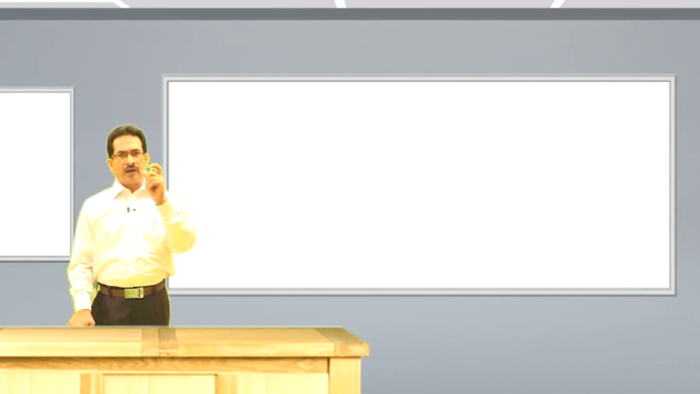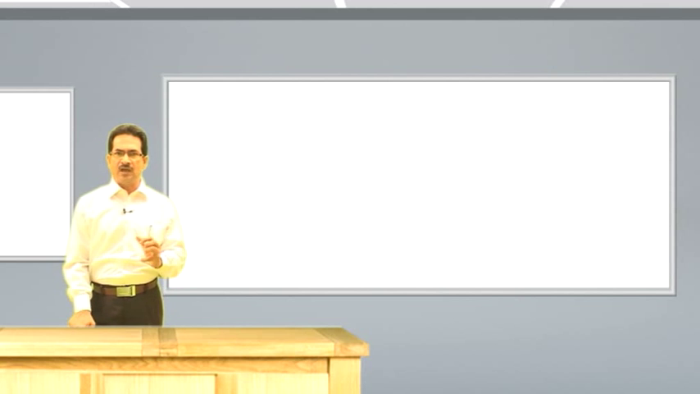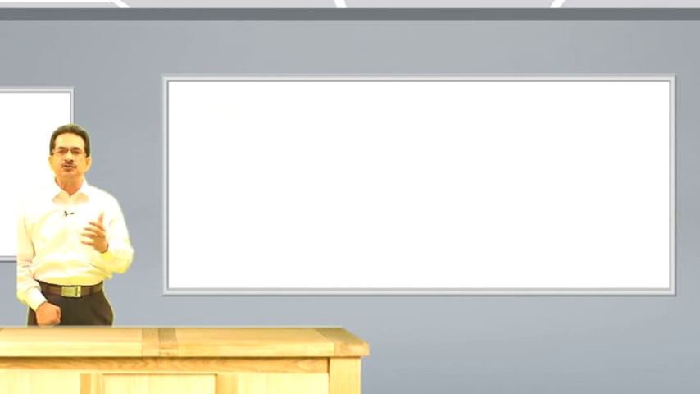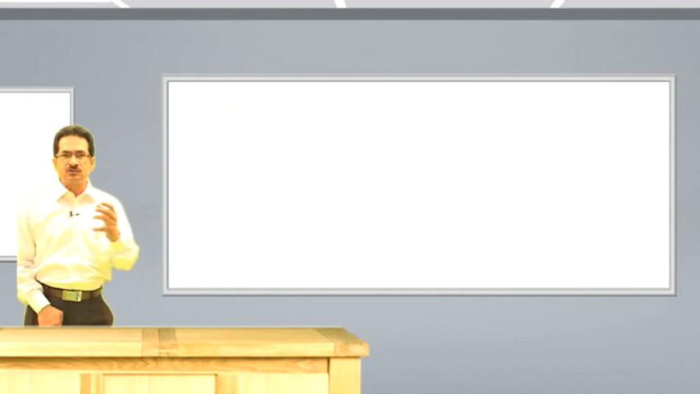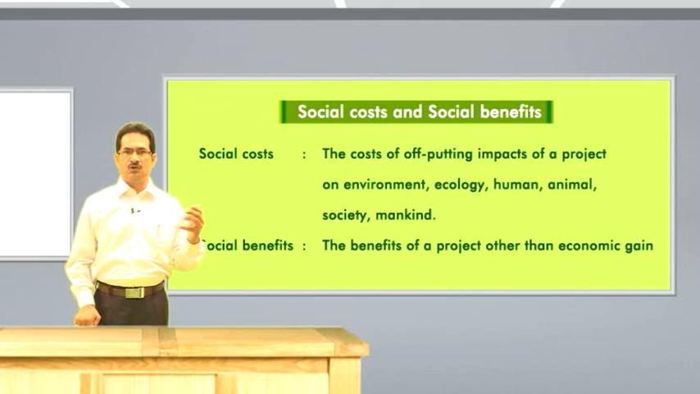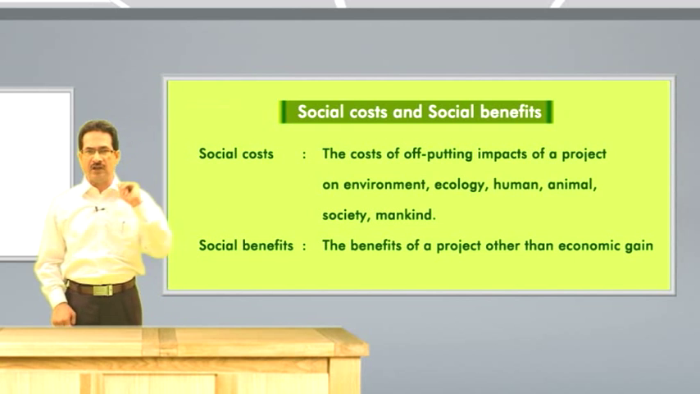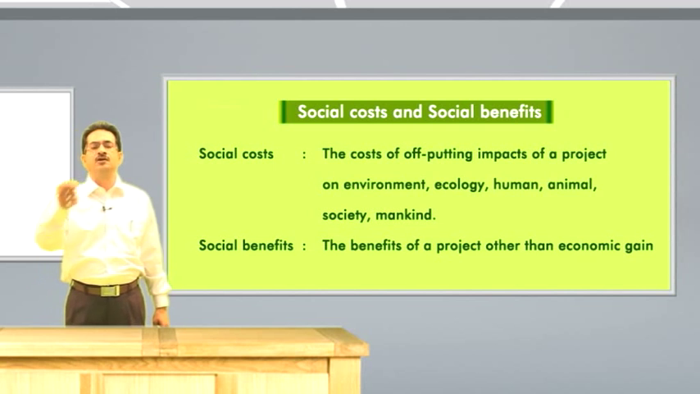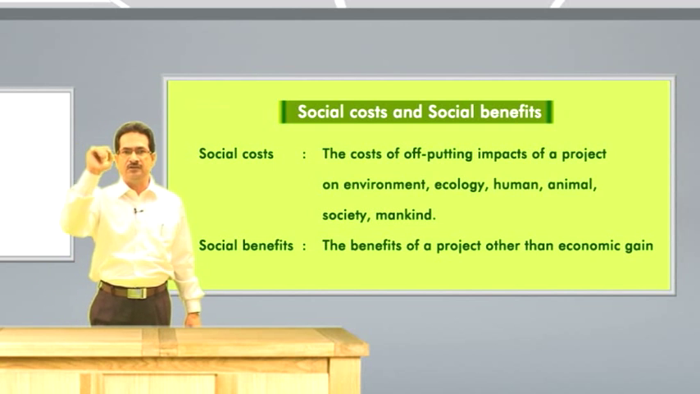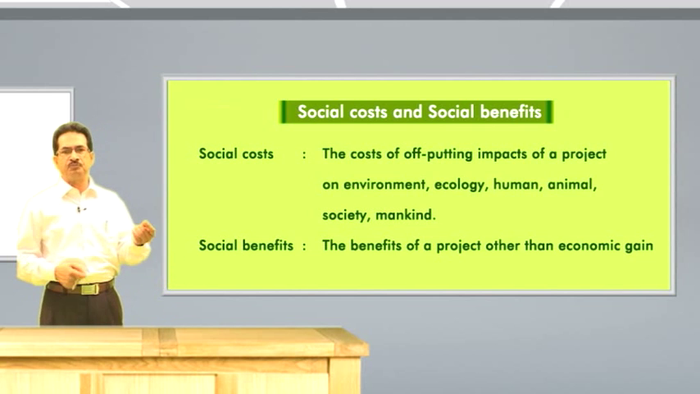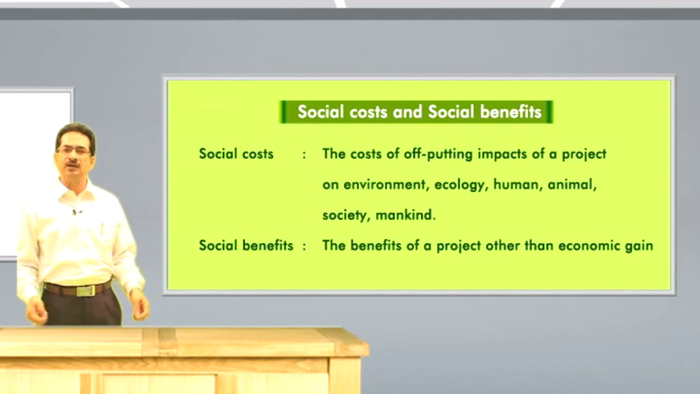Now, for understanding this analysis, we have to understand what are social costs and what are social benefits. Social costs are the off-putting impacts of a project on environment, ecology, human, animal, society and mankind. And social benefits are quite obvious, the benefits of a project other than economic gain.